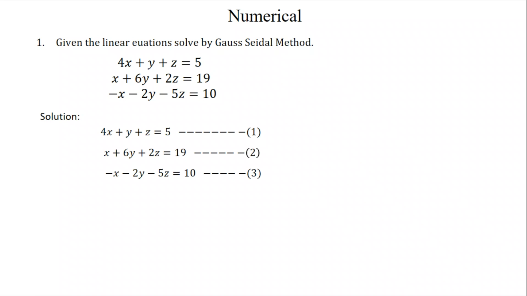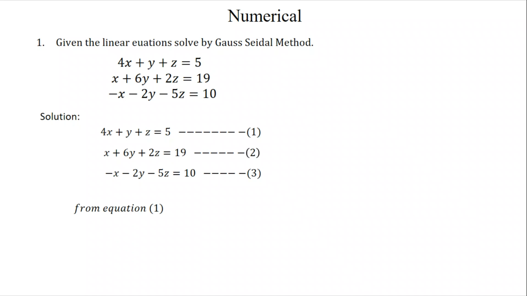Solution. First we will name each equation. The first equation 4x + y + z = 5 is equation number 1. The second equation x + 6y + 2z = 19 is equation number 2. And the third equation -x - 2y - 5z = 10 is equation number 3.